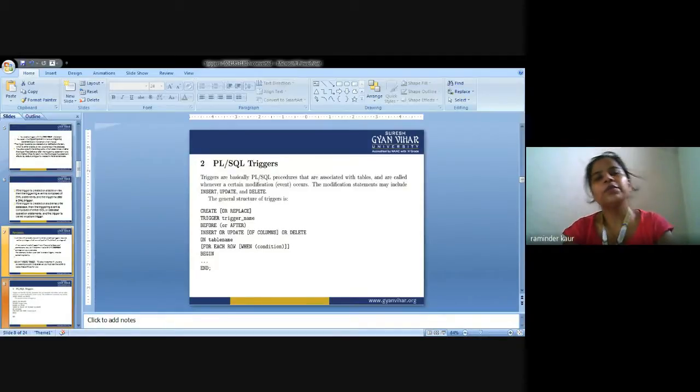Third, we are supposed to use comments. It could be a single-line comment or a multi-line comment. For a single-line comment, we use double dash. For multi-line, we use slash star, then the comment, then star slash. Next, we are supposed to take input from the user. Just like any other programming language, PL SQL can also take input from the user and store it in a variable.